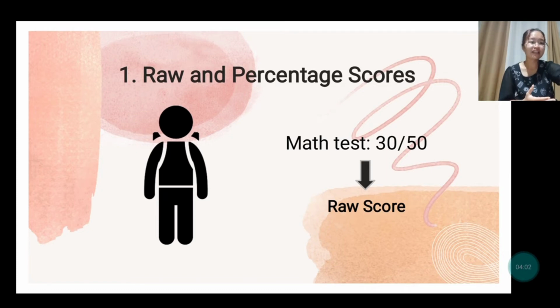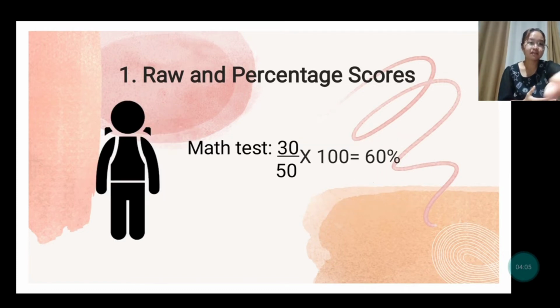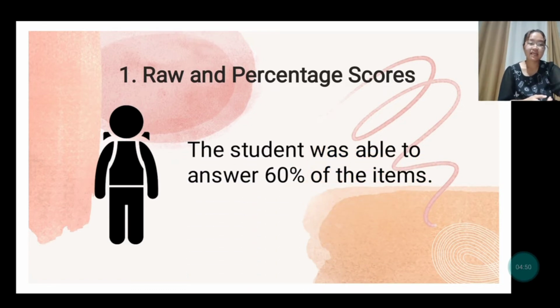On the other hand, to obtain the percentage score, we just have to divide the correct responses over the number of items in a test. So, if the student got 30 correct responses out of 50, 30 divided by 50 is 0.6, and multiplied by 100 is equal to 60%. So the percentage score is 60. As a result, the student was able to answer 60% of the items.